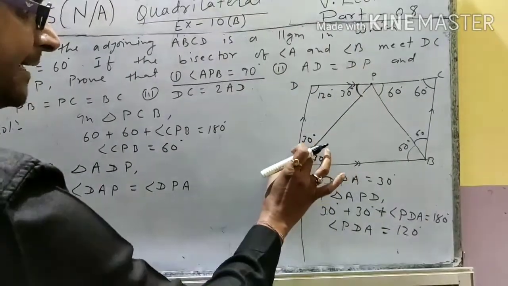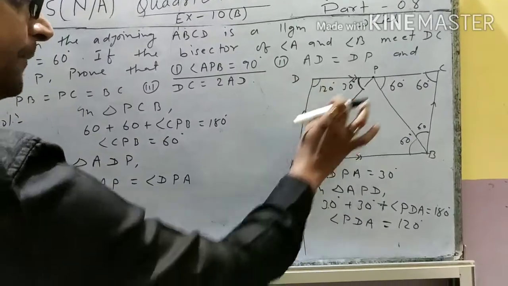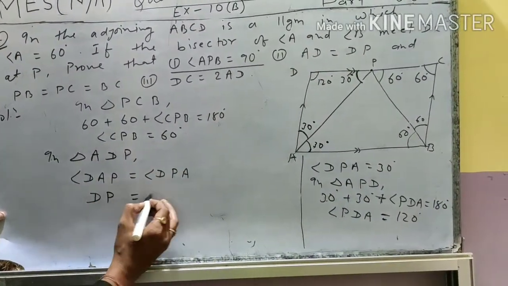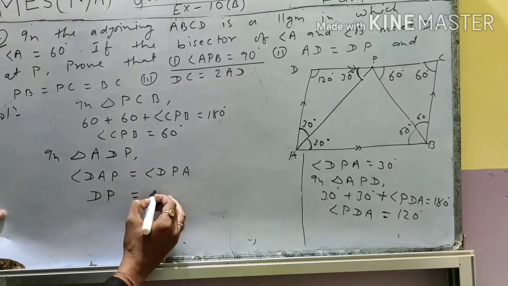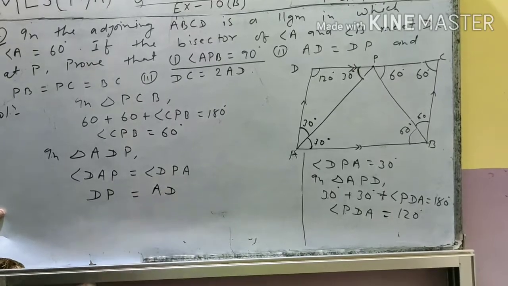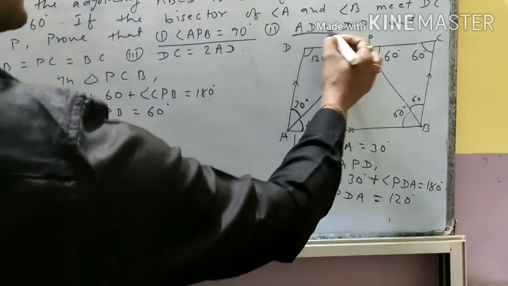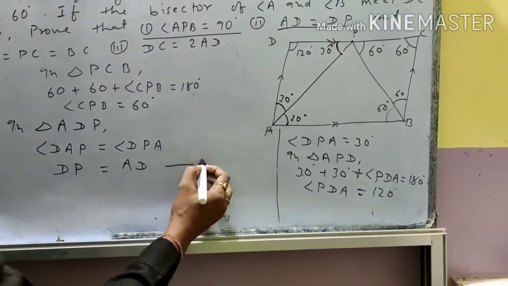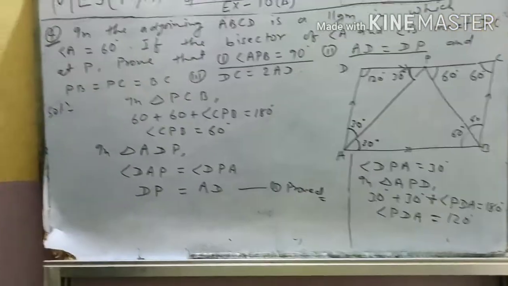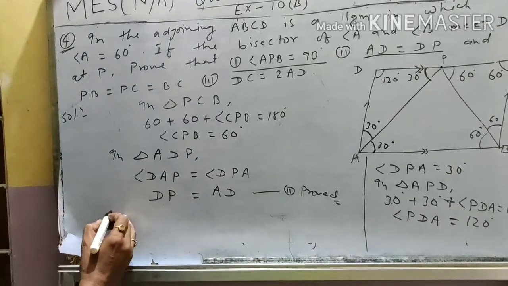So we can write here, DP is equal to AD. DP is equal to AD. This is the second proof. Okay, this one is the second proof.